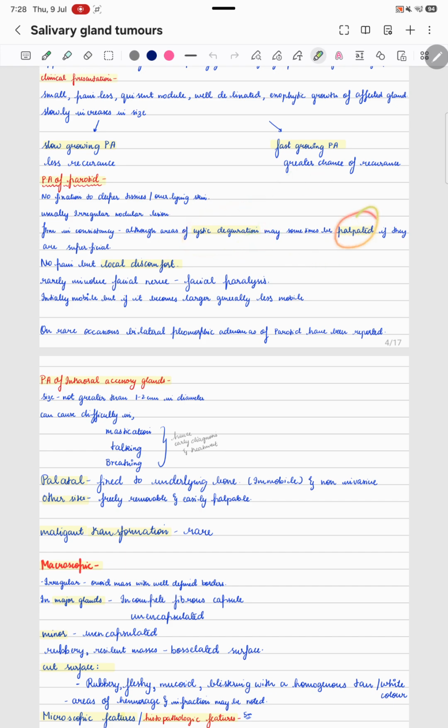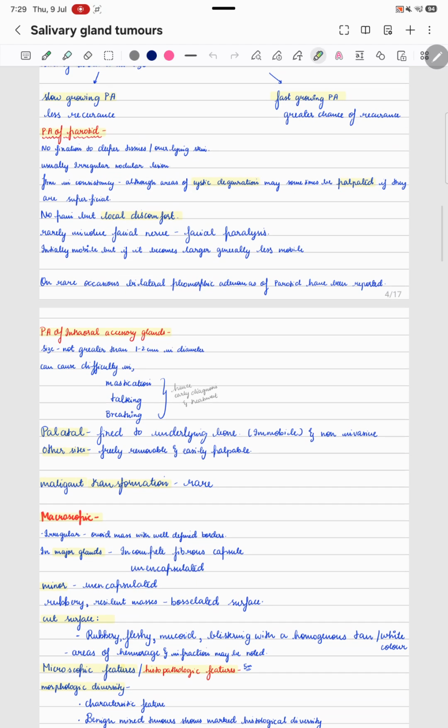Sometimes it may be palpated if superficially present. There is no pain, but local discomfort is seen. It rarely involves the facial nerve. If it involves the facial nerve, it can cause facial paralysis. Initially mobile, but if it becomes larger, it is generally less mobile. On rare occasions, bilateral pleomorphic adenoma of the parotid has been reported.